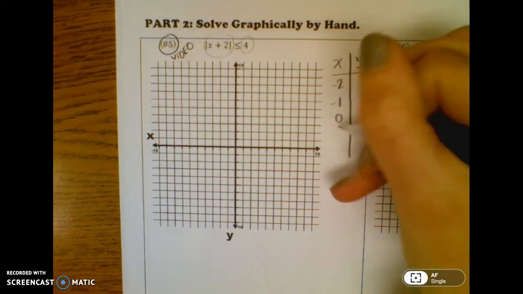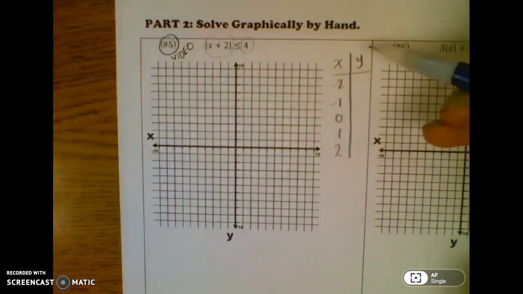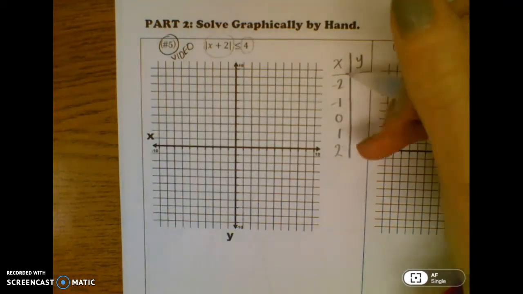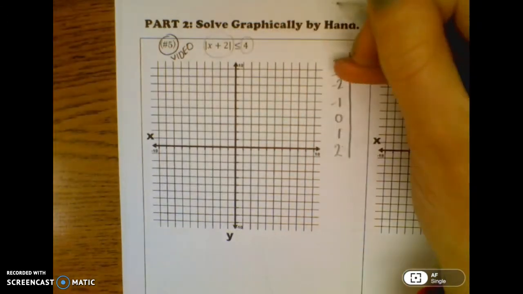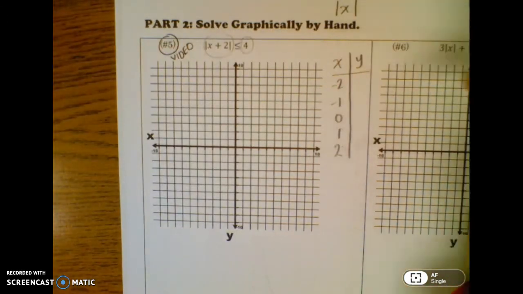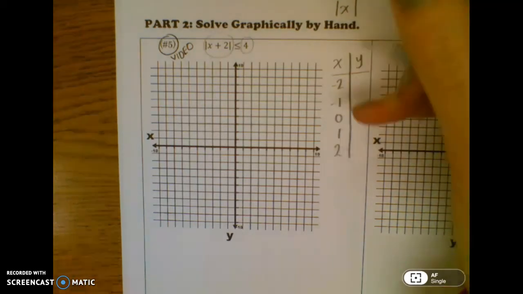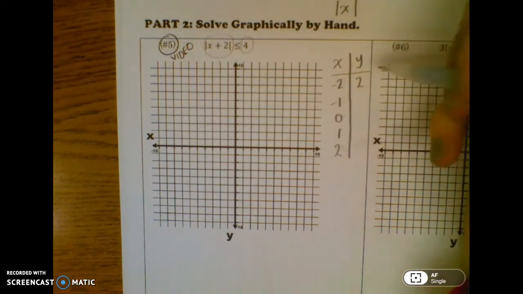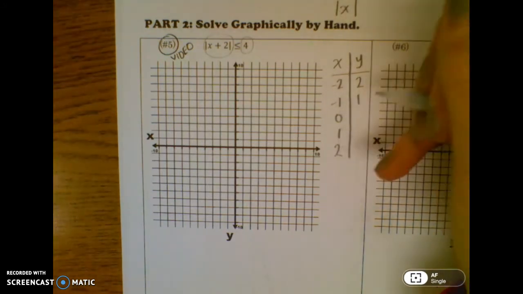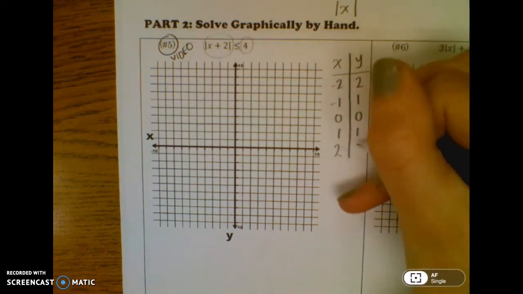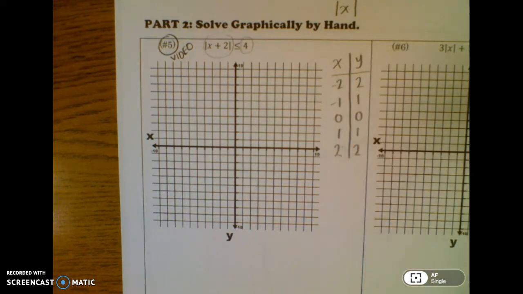So the points that we used for the parent function, the critical points, were -2, -1, 0, 1, and 2. And for the parent function of the absolute value, which is just the absolute value of x, I input -2 into the absolute value for x, and I get 2. For -1, I get 1. For 0, I get 0. Absolute value of 1 is 1, and the absolute value of 2 is 2.